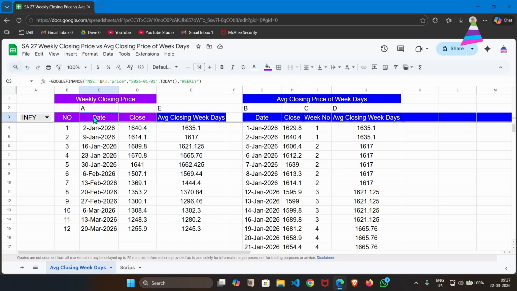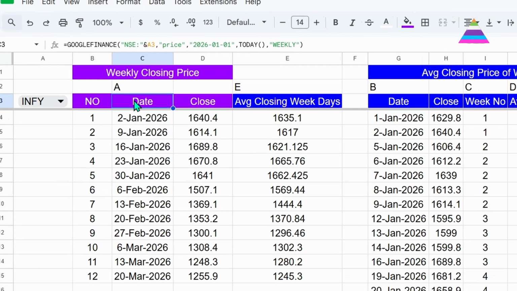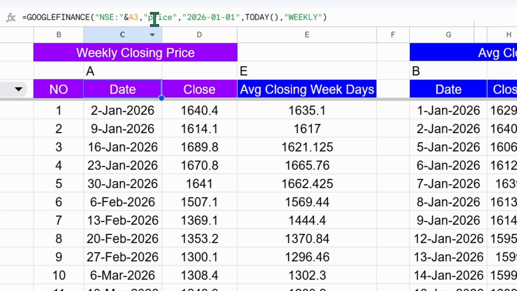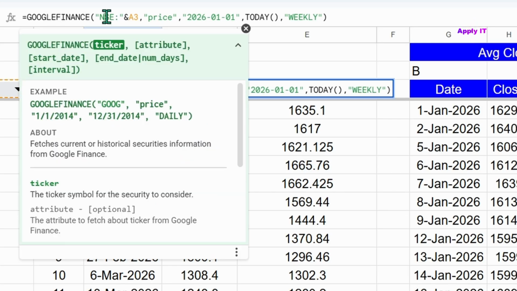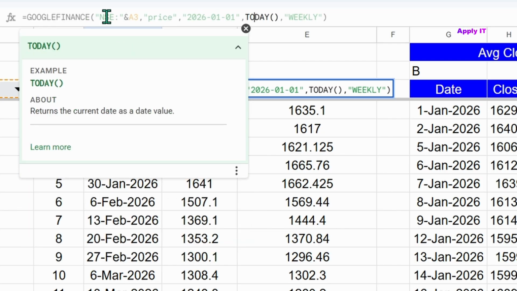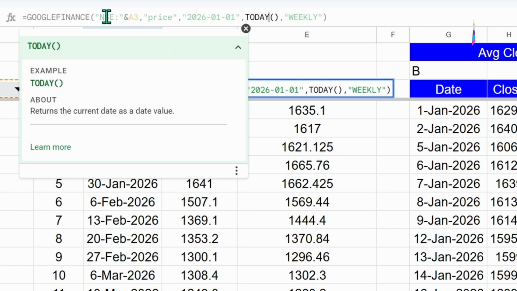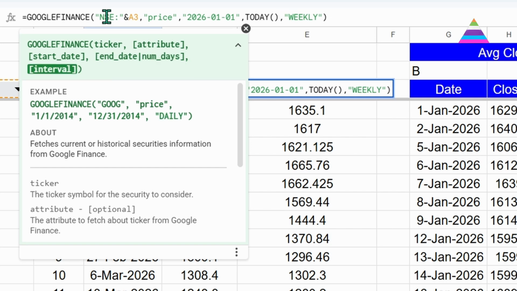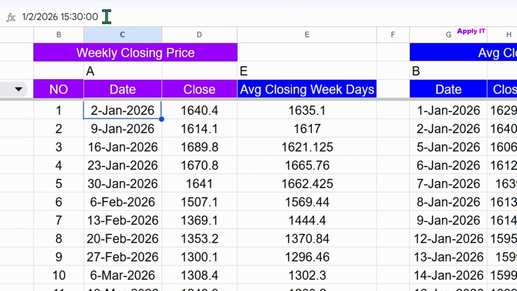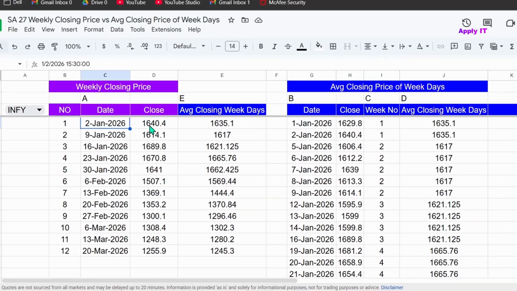The formula is here. We use the GOOGLEFINANCE function. We find the price for this ticker. Then the start date is 1st January 2026, and the end date is today's date, and we are interested in getting weekly price. So this formula will give us the weekly closing price here.